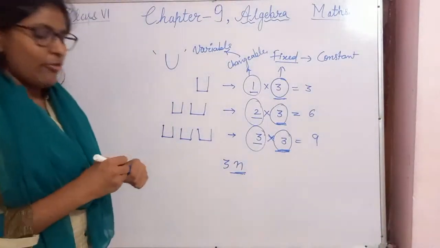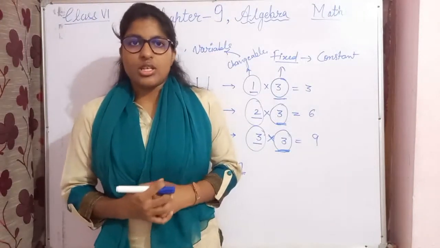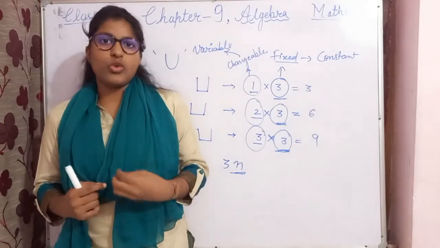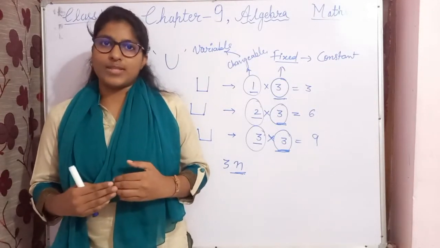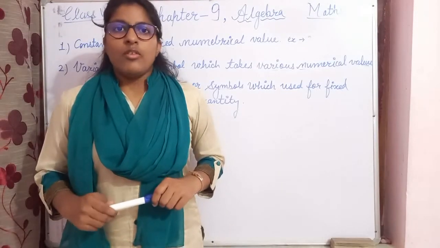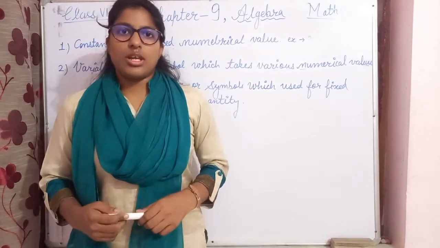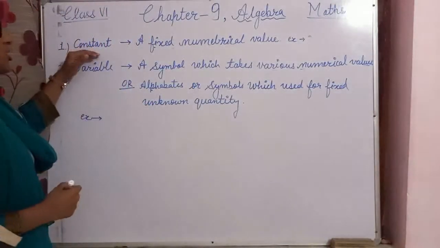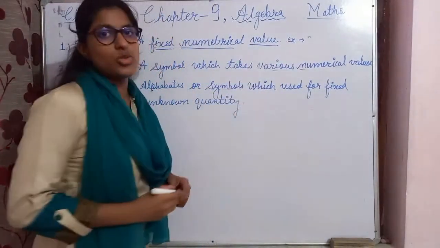Which is variable, we are using symbols and alphabets for these variables. Yes, constant is a fixed numeric value, and for representing the variable, we are using some specific symbols or alphabets. Now in this algebra, we have so many basic terms. So the first basic term is constant and the second is variable. Let's see the meaning of these terms. Constant, a fixed numeric value. A fixed numeric value is known as constant.